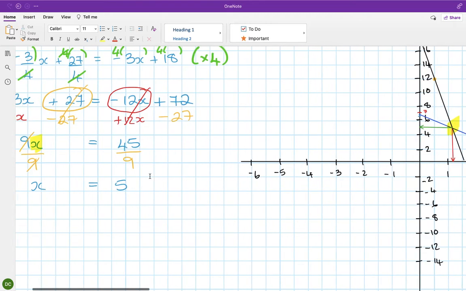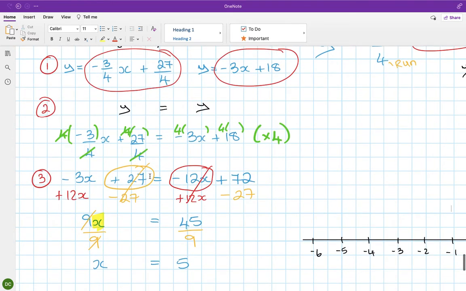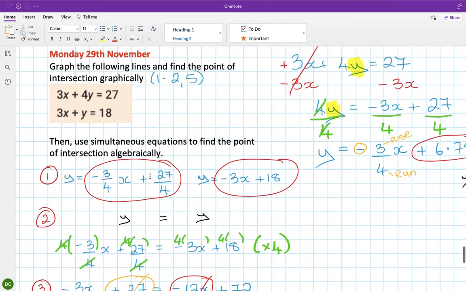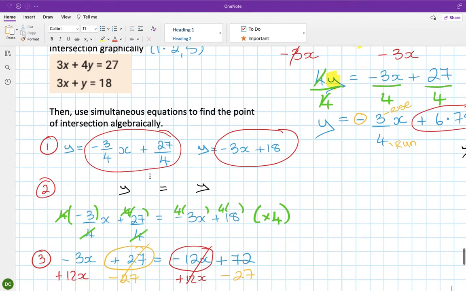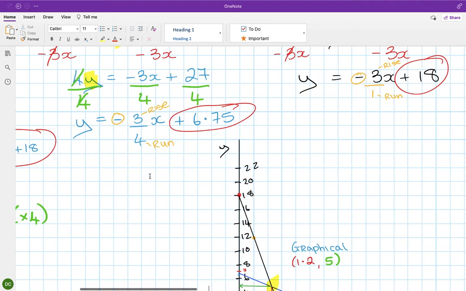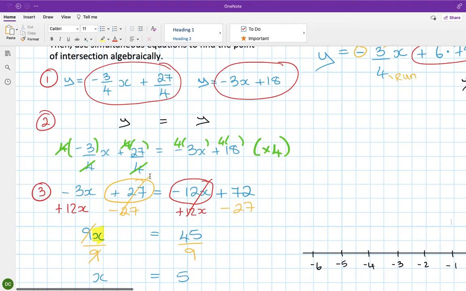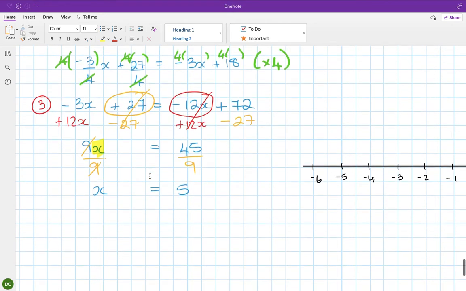No. My God, how am I that far off? I got a y value of 5. Okay, we'll keep going. Maybe I made a mistake in the plotting.